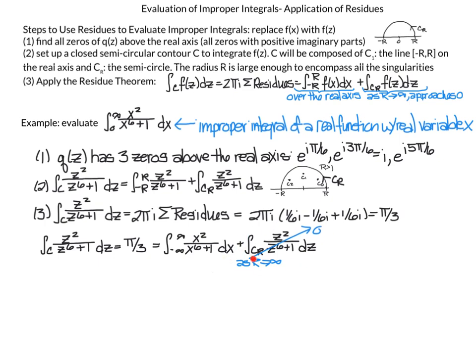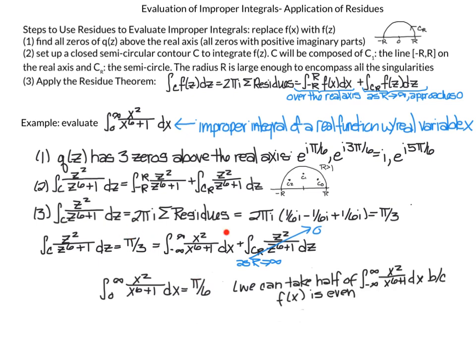And as we noted, the integral over C sub R as R goes to infinity approaches 0. So we're going to let that go to 0, and we're going to look at that in just a minute. But before we do, we're just going to finish the problem because we're so close. Actually our original problem was from 0 to infinity. So we just need to take half of this: the integral from 0 to infinity of x squared over x to the 6th plus 1 dx is equal to pi over 6. And we can do this where we just take half because this is an even function.